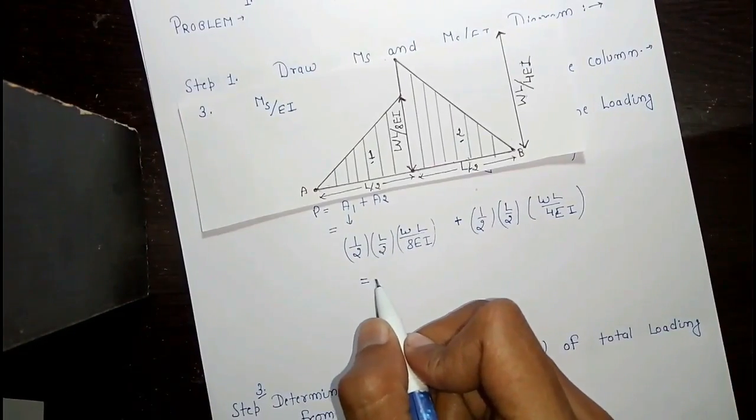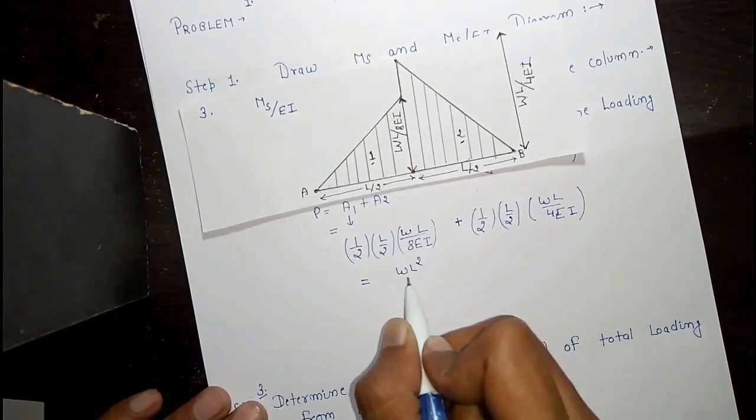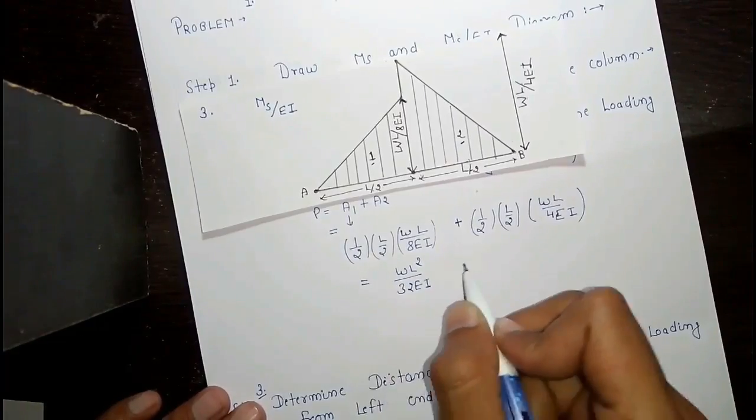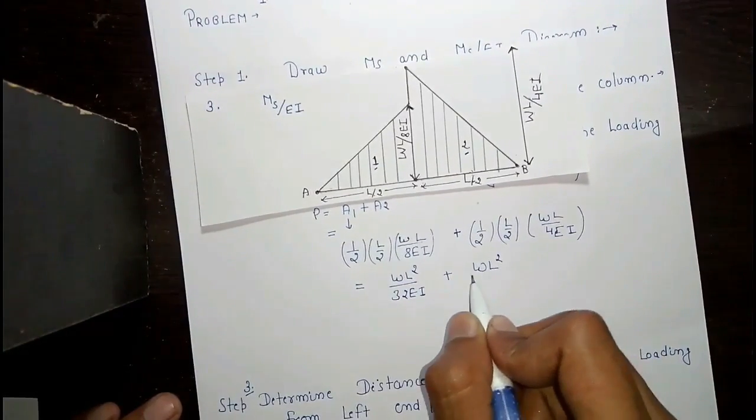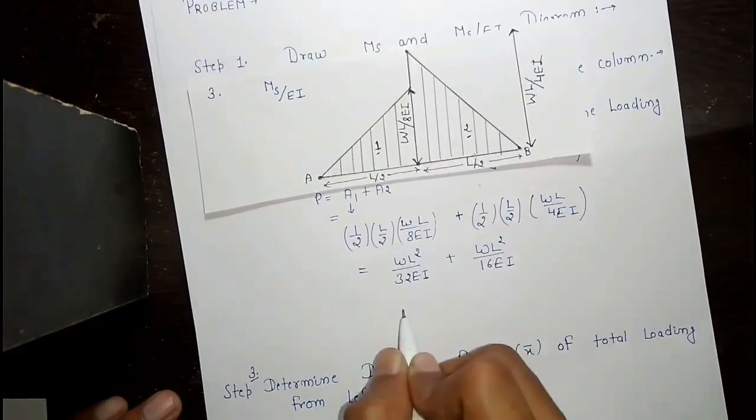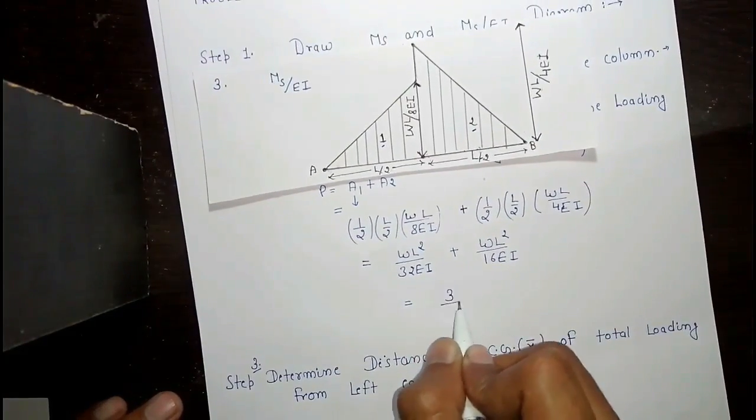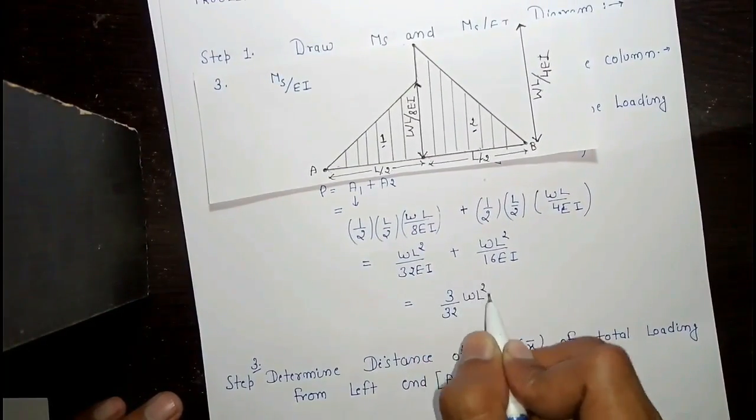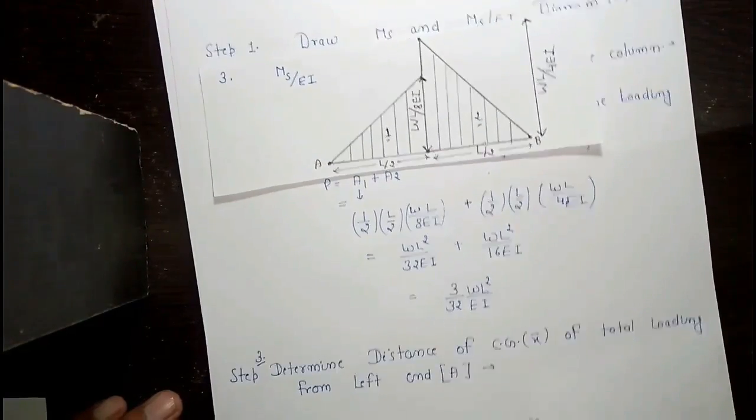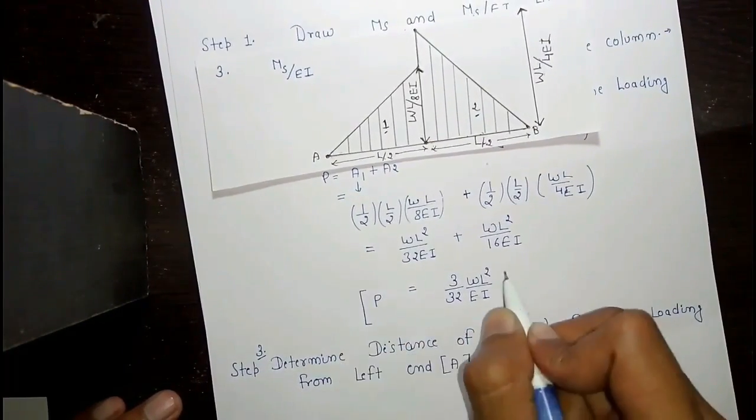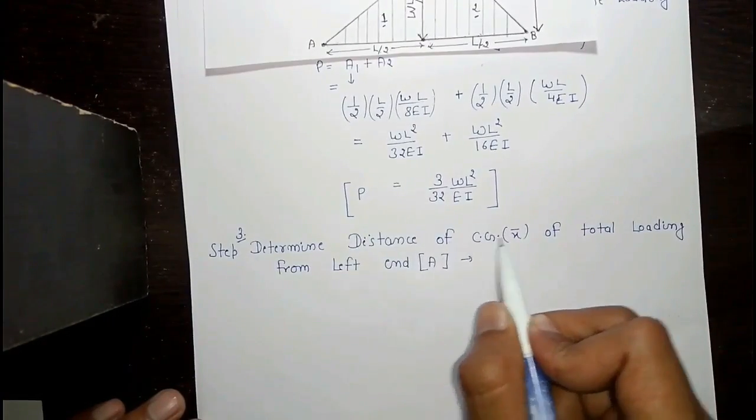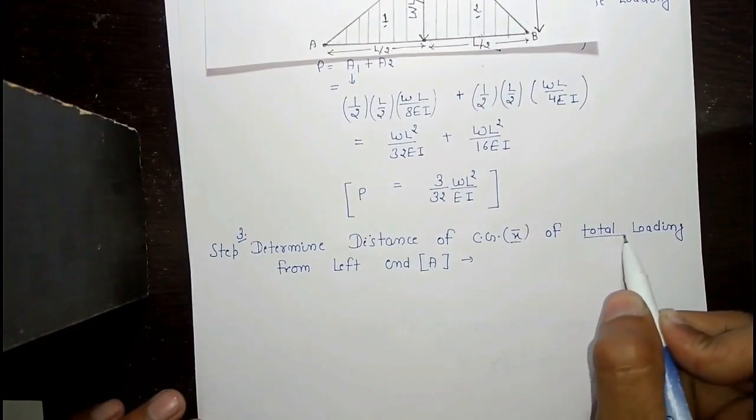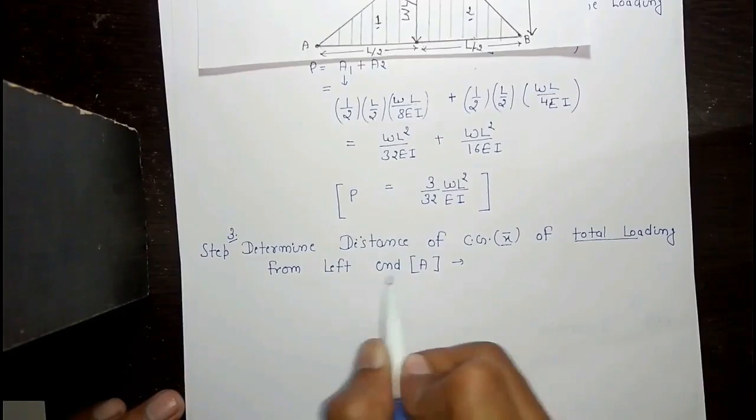So area 1 is WL square divided by 32EI, and area 2 is equal to WL square divided by 16EI, and the total area is equal to 3 by 32 WL square divided by EI, which is equal to P.